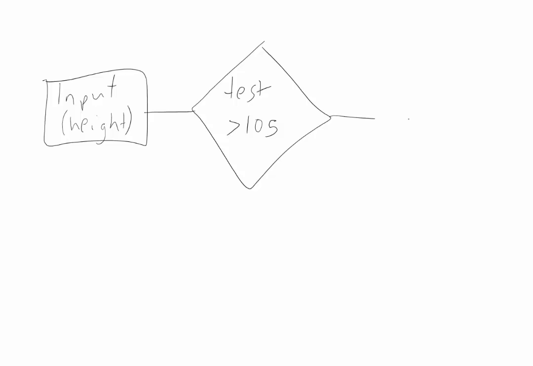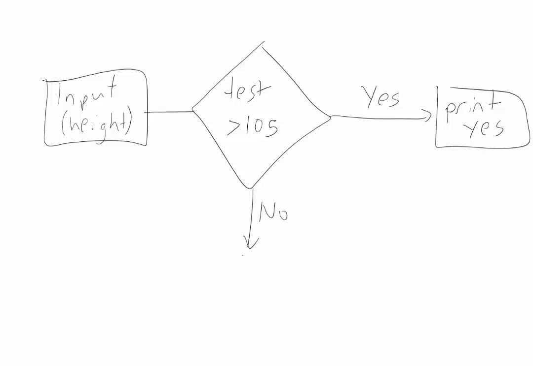Now if it is successful, so in other words it passes the test, then we'll print a message saying yes, you can go on the ride. If it's not, then we will say sorry, you can't. So that's kind of how it works. Sometimes you'll see these referred to as branching statements, because you can see the flow of our program branches. It can either go off in the yes direction, or it can go off in the no direction.